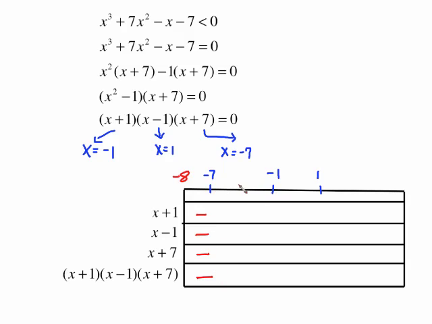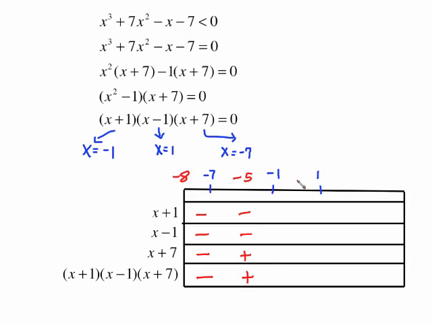Something between negative 7 and negative 1, something like negative 5. Negative 5 plus 1 is negative 4. Negative 5 minus 1 is negative 6. Negative 5 plus 7 is a positive 2. A negative times a positive is a positive.